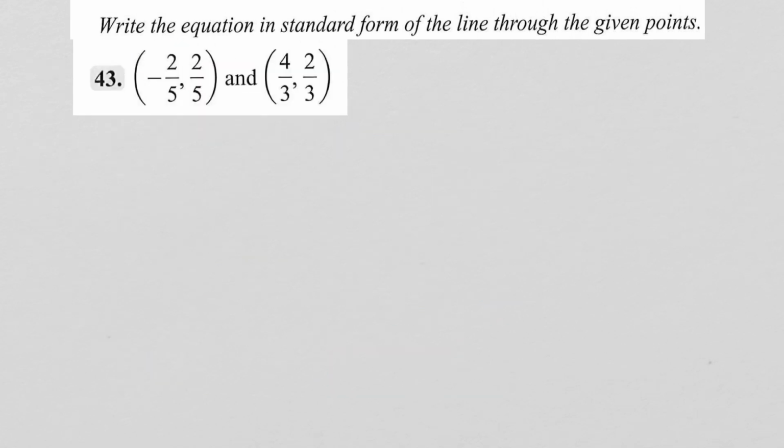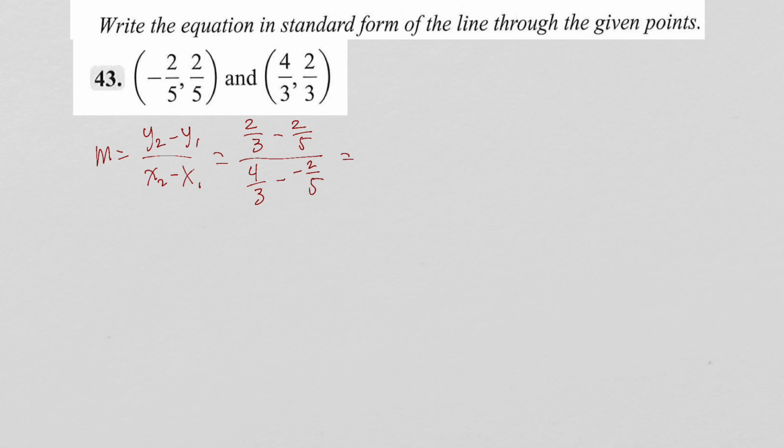Okay, here's our 2 points. We need a slope. Our slope is y2 minus y1 over x2 minus x1. So we have y2 is 2/3 minus y1 is 2/5 over x2 is 4/3 minus a negative 2/5.